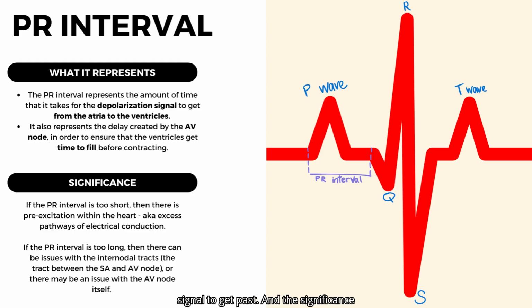So it makes sense to say that the PR interval represents the time that it takes for the signal to get past. And the significance is that if the PR interval is too short, then that could mean that there's pre-excitation within the heart, which basically just means that there are more pathways than needed of electrical conduction, which is not a good thing. And if it's too long, then there are probably issues with the internodal tracts, which are the tract between the SA and AV node, or there may be an issue with the AV node itself.